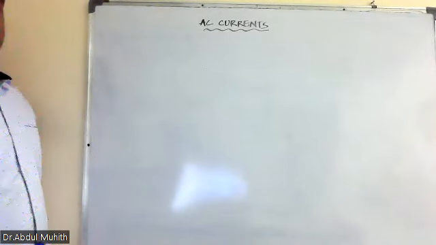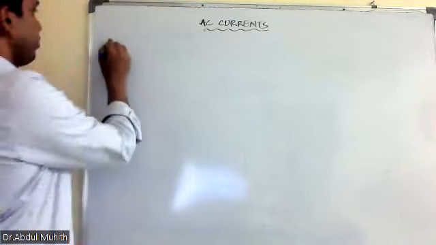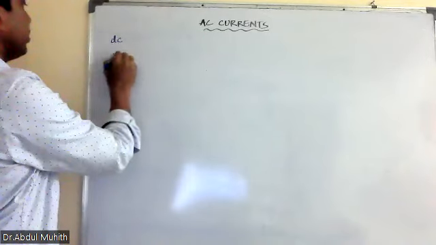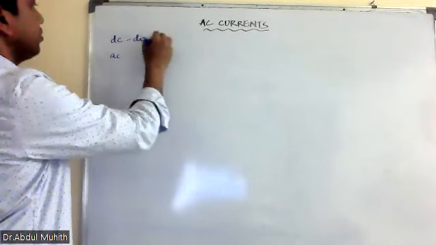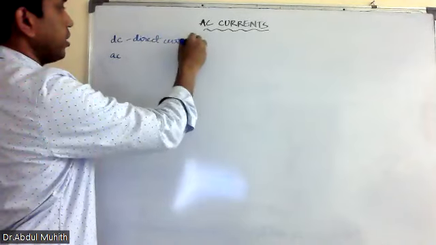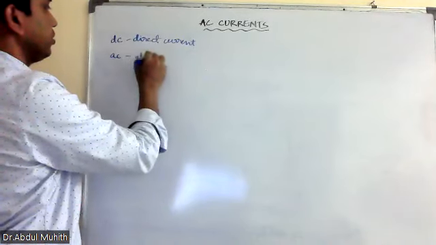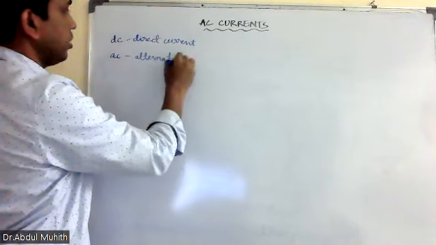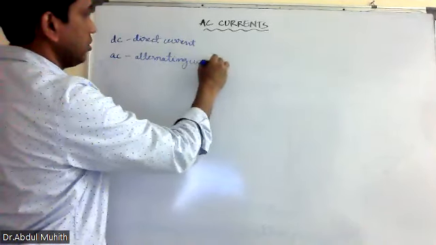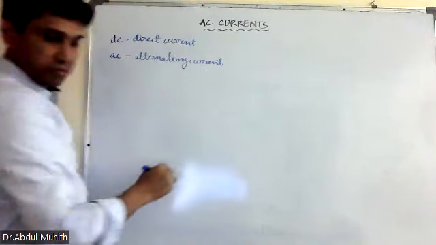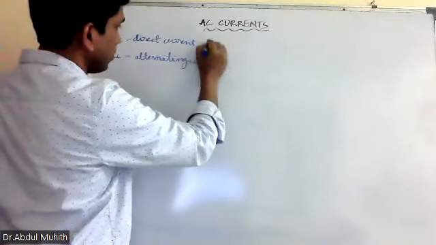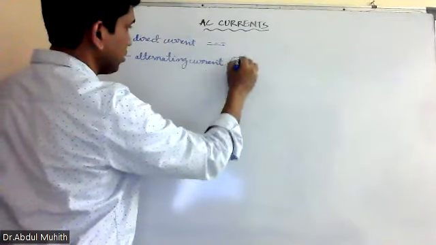In AC currents, we have DC, and we have AC. DC means direct current, and AC means alternating current. Now, in DC, the symbol is what? We get it like this. This is DC and this is AC.